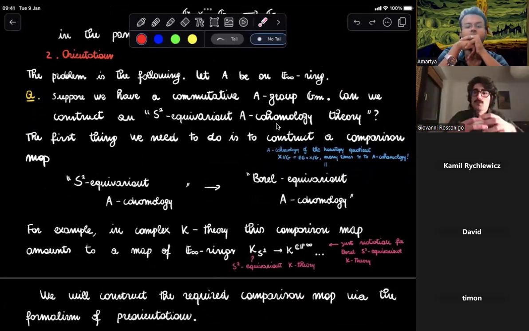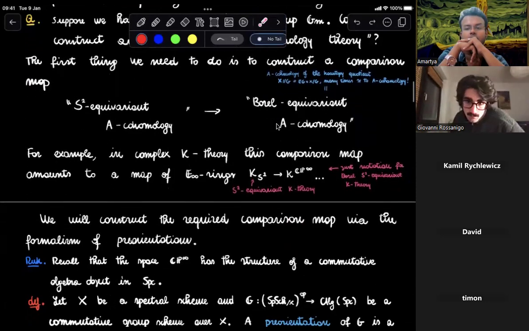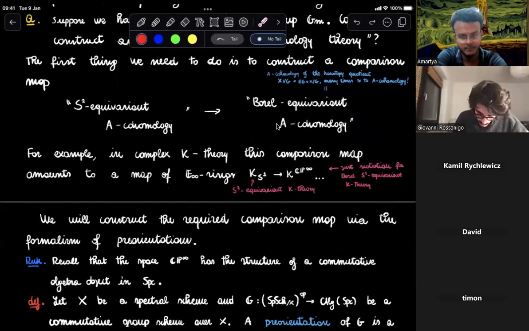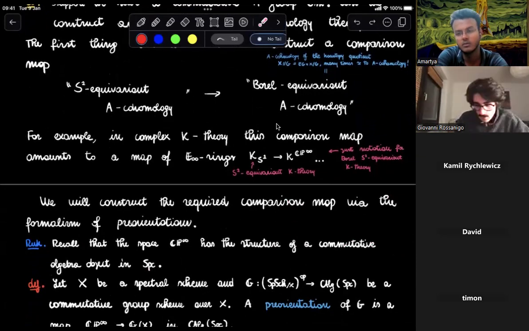Can we use this commutative group to construct an A-cohomology theory which is equivariant under some group action? And the answer is furnished by the theory of orientations. In order to give the definition, let me recall that the infinite complex projective space, which is the main object of the talk, has the structure of a commutative algebra object in spaces.